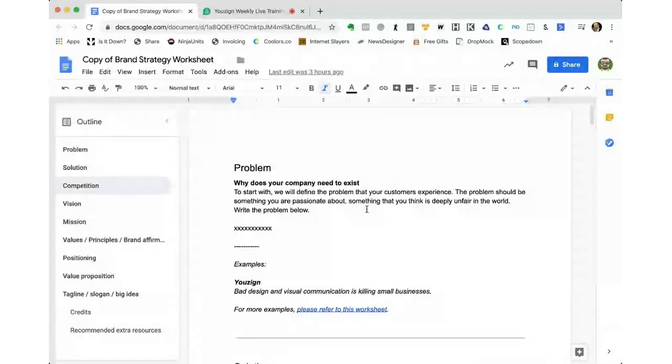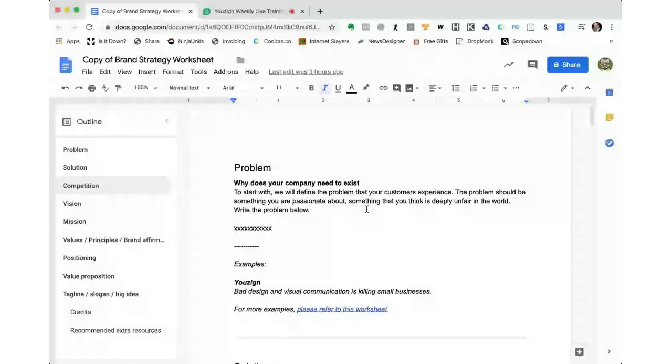So to start with, we're going to define the problem that your customers experience. The problem should be something that you're passionate about. If you're not passionate about it, it will show. Last week, there was quite a discussion going on in the chat about you want your business to be different than who you are. Well, that becomes a bit of a problem. People will disagree with me about that, but I really think that your business is an extension of who you are, which comes from your why.